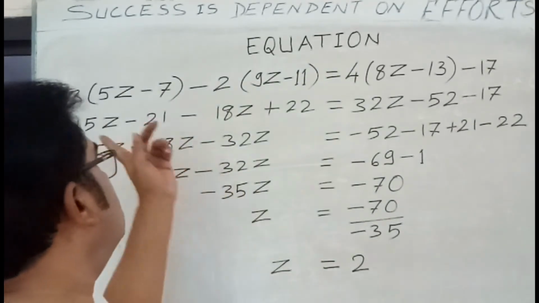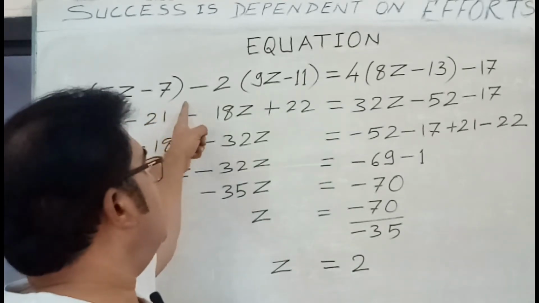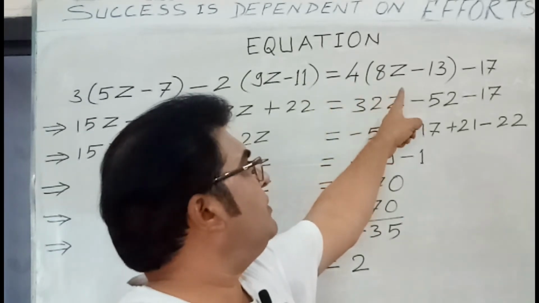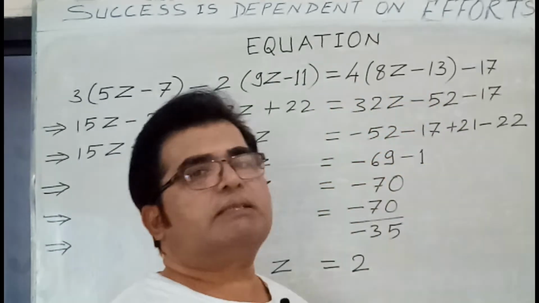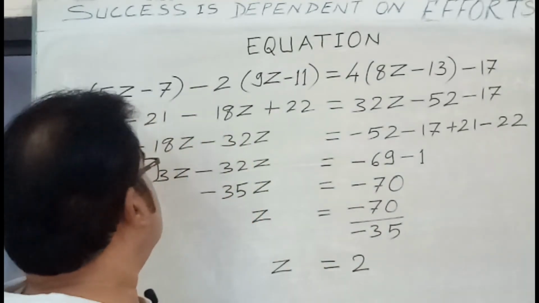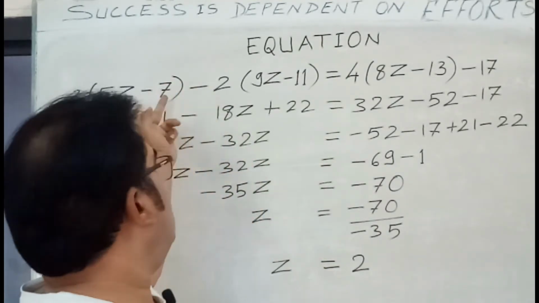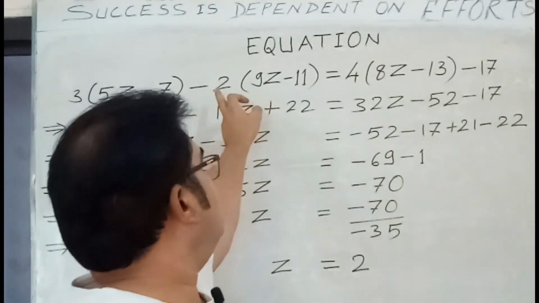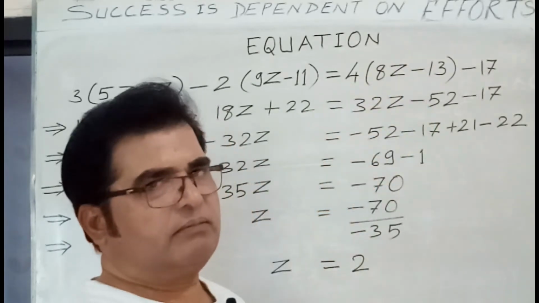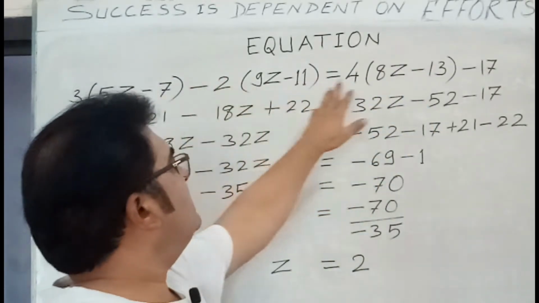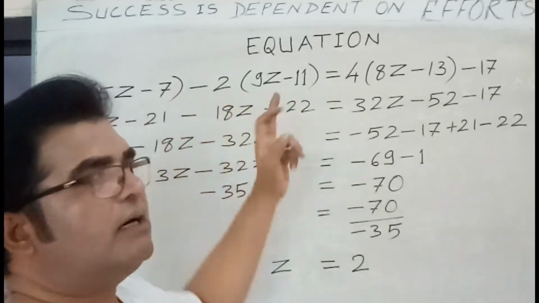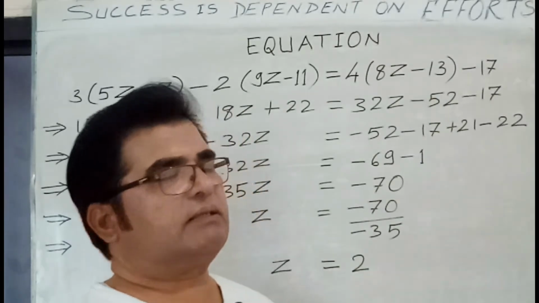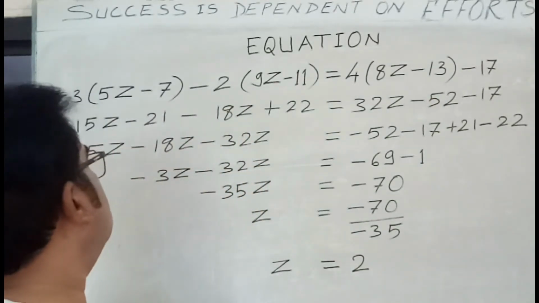Here the equation is 3 into 5z minus 7 minus 2 into 9z minus 11 equals 4 into 8z minus 13 minus 17. The numbers which are written outside the bracket we have to multiply with both the terms or numbers. Here also we have to do the same. So we have to open three brackets here. Two brackets are in LHS and one bracket is in RHS. So first I open this bracket.